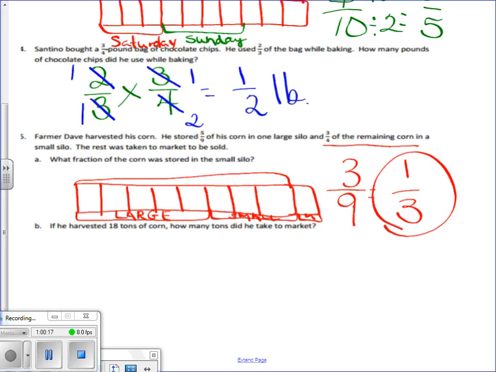1/3. Yay! If he harvested 18 tons of corn, how many tons did he take to the market? How would you solve that? You do 1/9 of 18, and put a 1 under it.